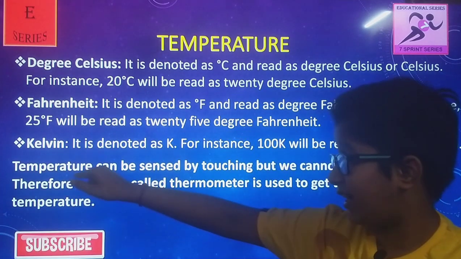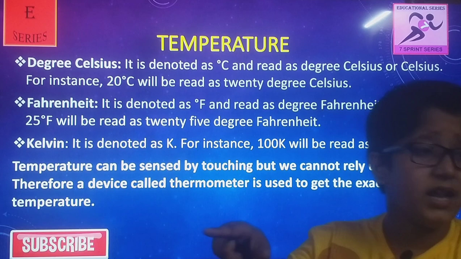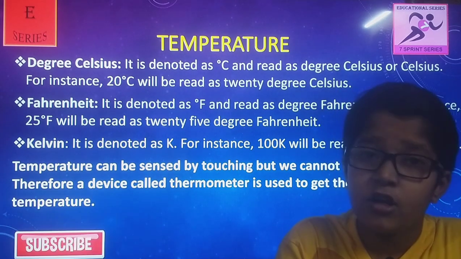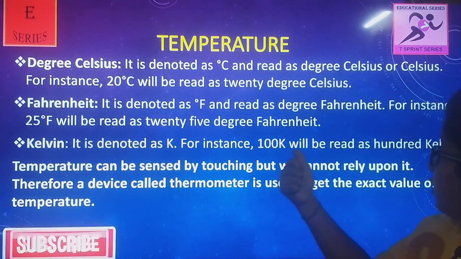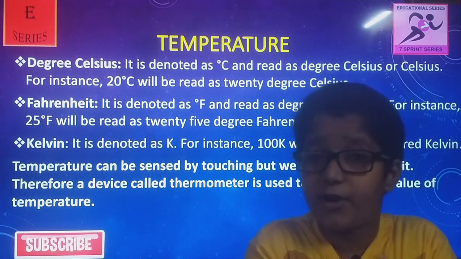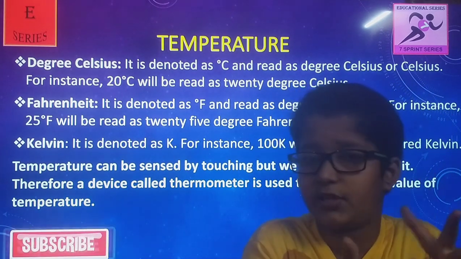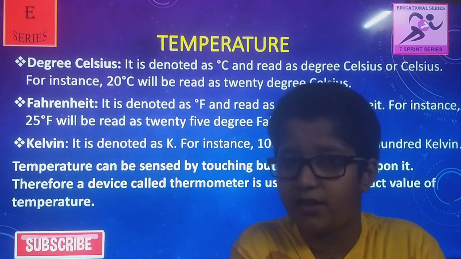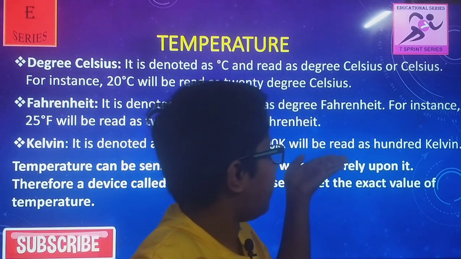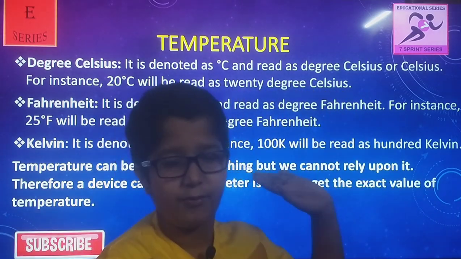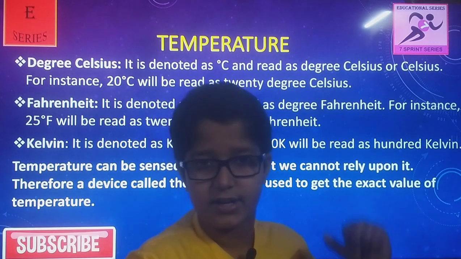And this Kelvin is denoted as K and it has another set of numericals in which this much temperature will be denoted by this Kelvin. For example, 100 Kelvin can be written like this and will be read as 100 Kelvin.